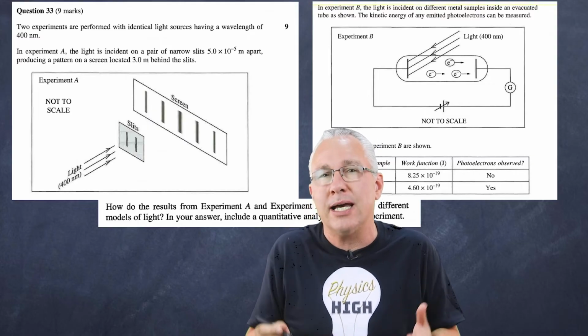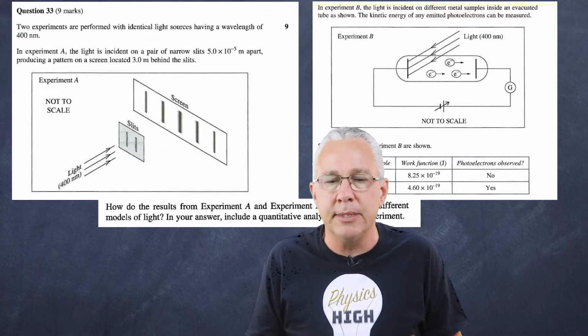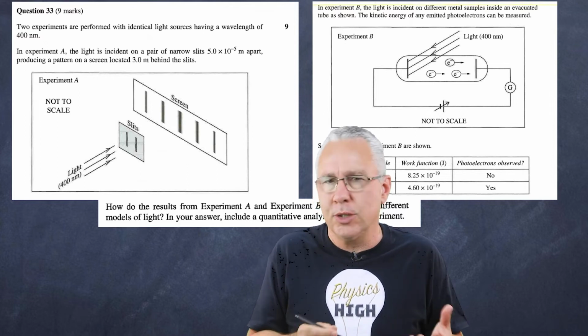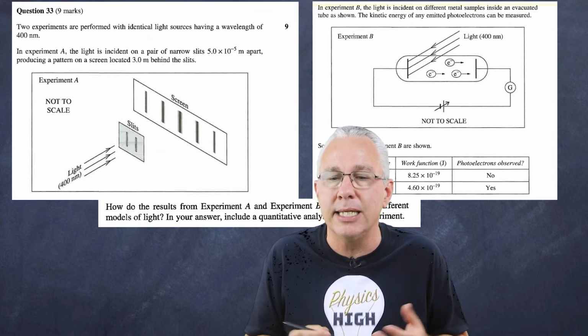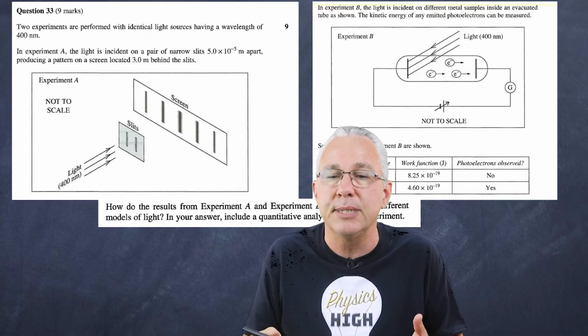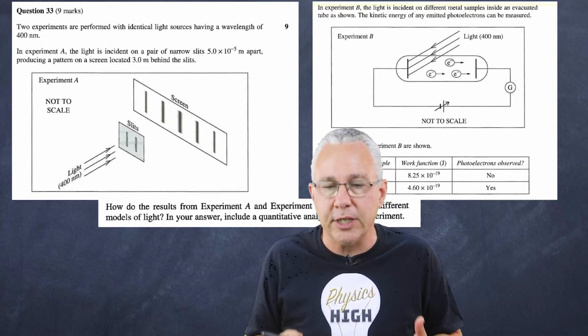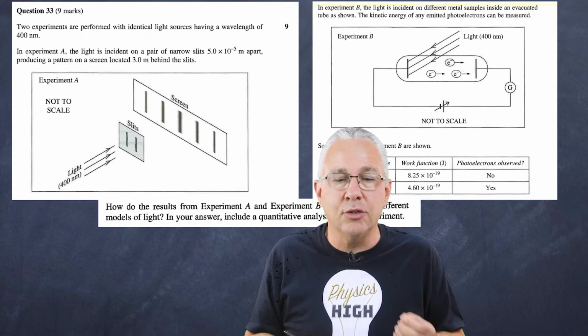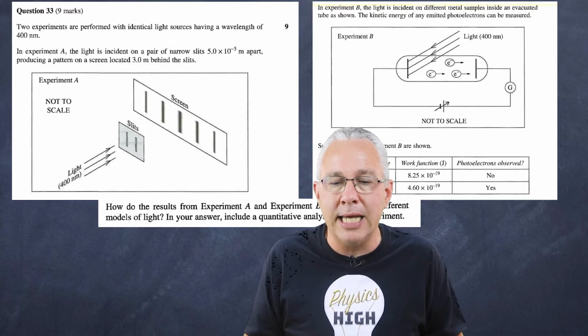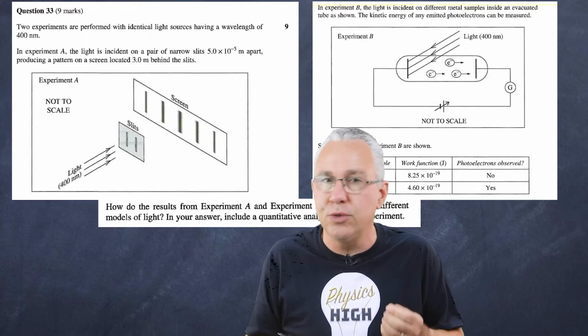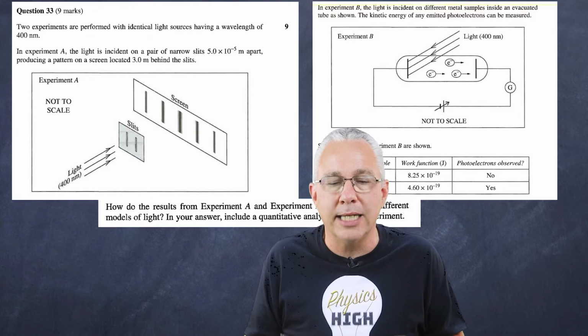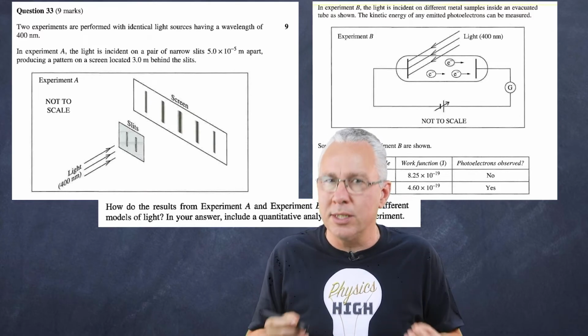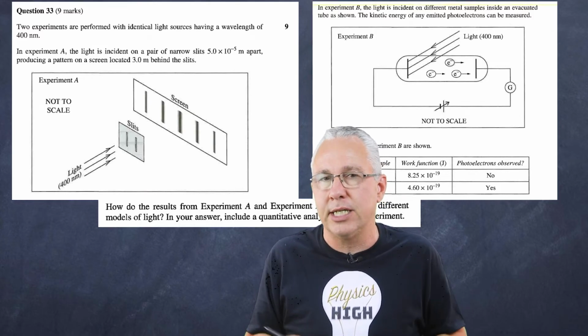And in essence, what we have here is 2 experimental setups, one to deal with a double slit experiment and the other appearing to be something to do with the photoelectric effect. And we're asked, how do these results from experiment A and experiment B support 2 different models of light? In your answer, include a quantitative analysis of each experiment.